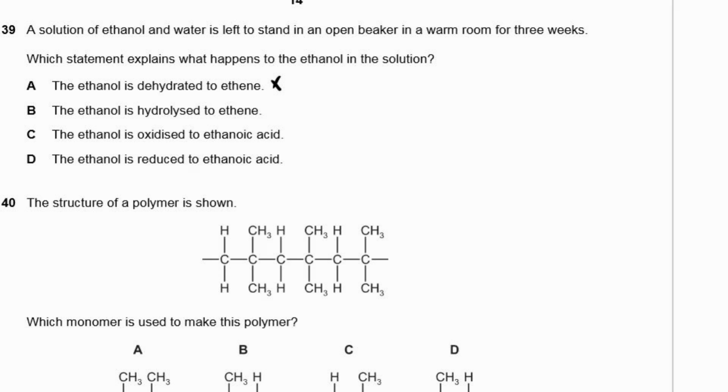Ethanol is hydrolyzed to ethene. So water is broken to become ethene. That actually doesn't make sense. The ethanol is oxidized to ethanoic acid. Well, ethanoic acid contains more oxygen than ethanol, so that makes sense. It's certainly not reduced to ethanoic acid because you can't gain oxygen and have it being reduced. So the answer is C.